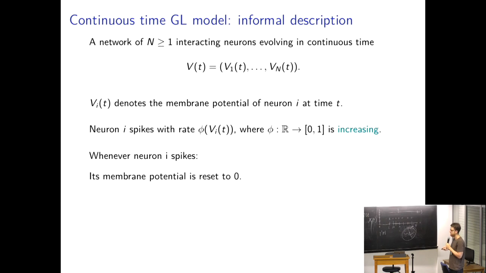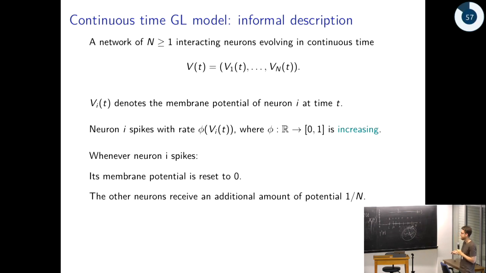So the important feature here for the model is whenever the neuron i spikes, we again set its membrane potential to zero. So this is the resting state again for us. We have other results, but we'll present the case that we have a mean field type of interaction, meaning that whenever this neuron i spikes, it will give 1/N to the others. Okay, it's a very strong assumption, but we can relax it a bit.